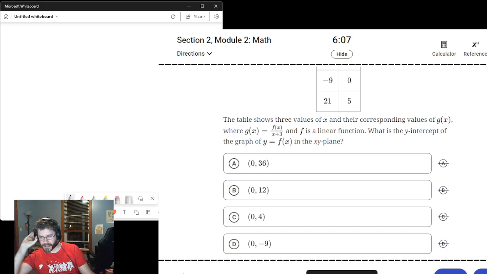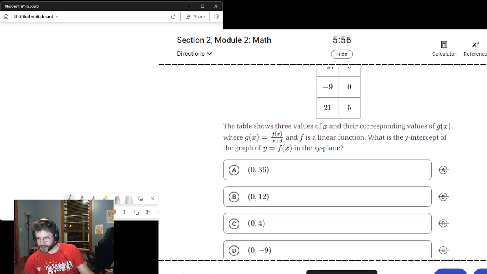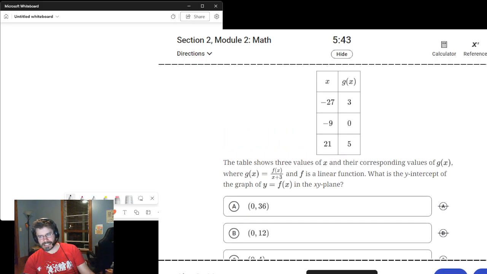Okay, and usually these are going to have a shift at this stage. What is the y-intercept of y equals f of x? So we have x and g of x, but our answers have an f of x in them, or our question does. G of x is f of x divided by x plus 3. F is a linear function. What's the y-intercept of f of x? Okay. So that would happen when x is 0.